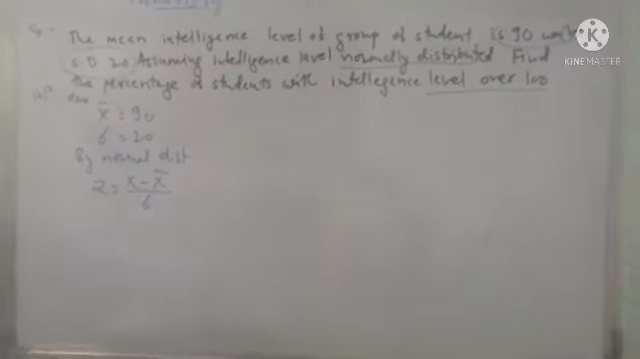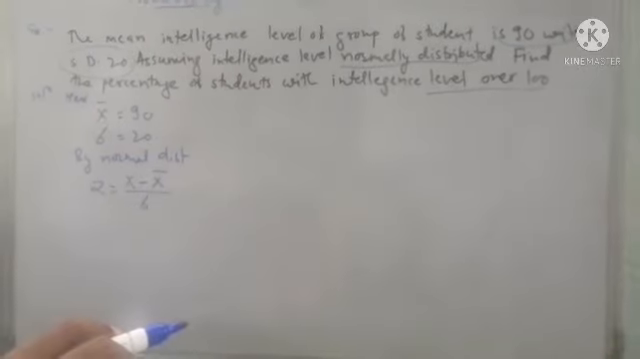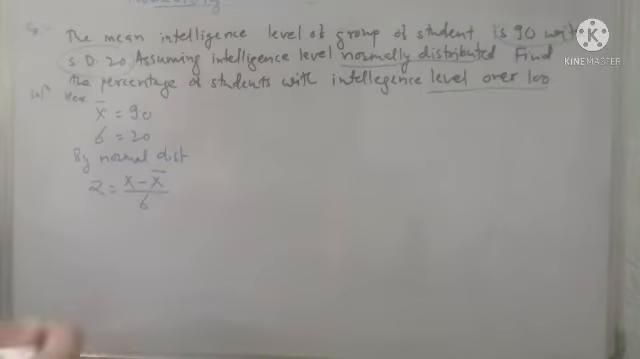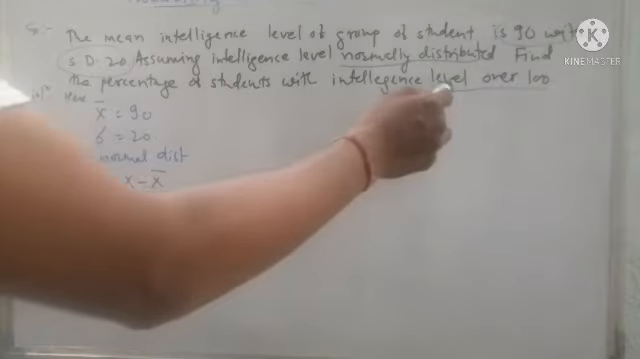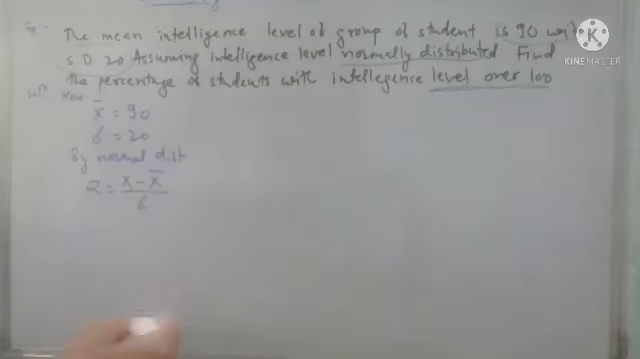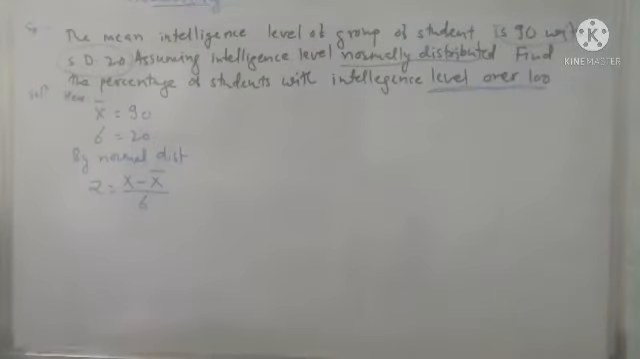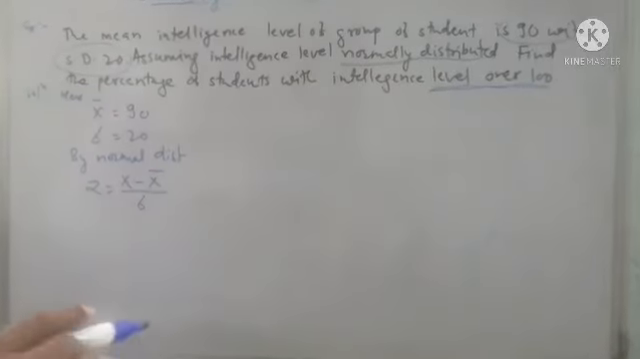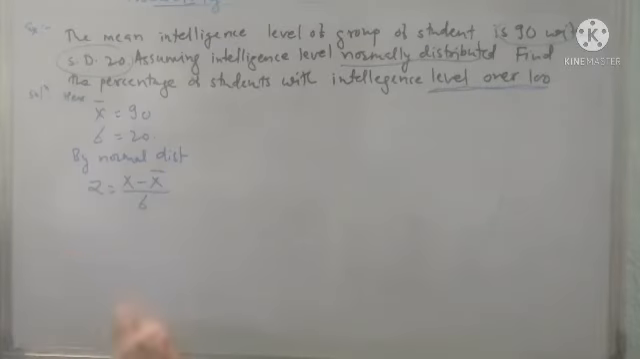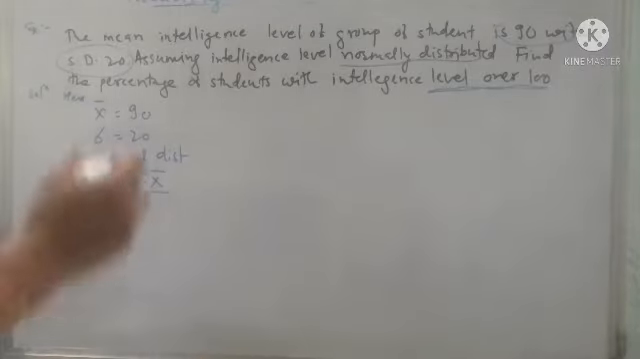As this is a normal distribution, the value of x is in an inequality. As we observe here, we are asked for over 100, that means more than 100 intelligence level, the number of students in a percentage.